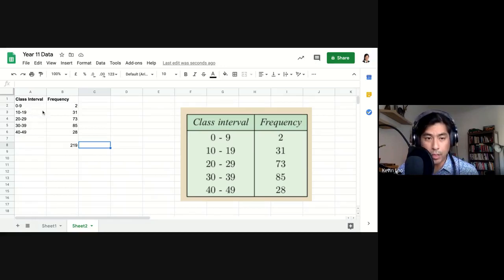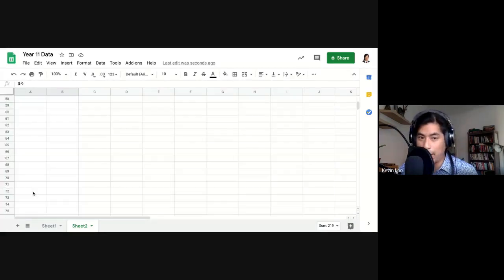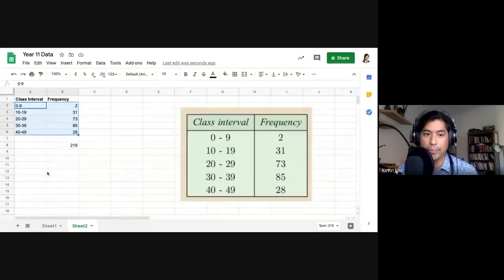Now, this is an interesting comparison with what we had, right? We only had 16 people. So you can see that if I listed out everyone's exam score, I'd need to have 219 entries in the table, and that's just annoying. So 219 people, that's the sum of the frequencies.